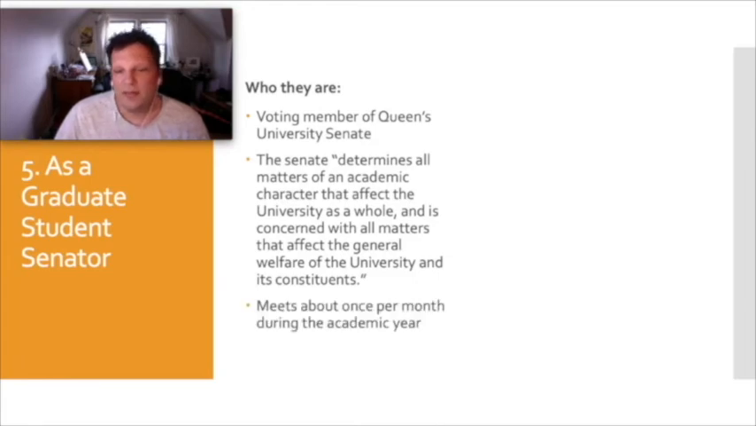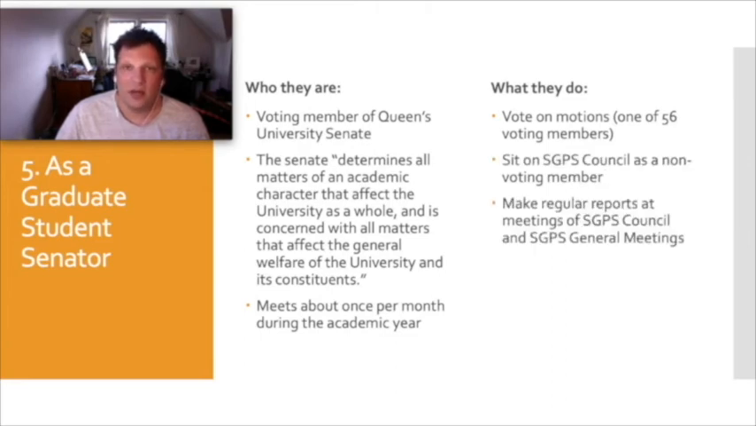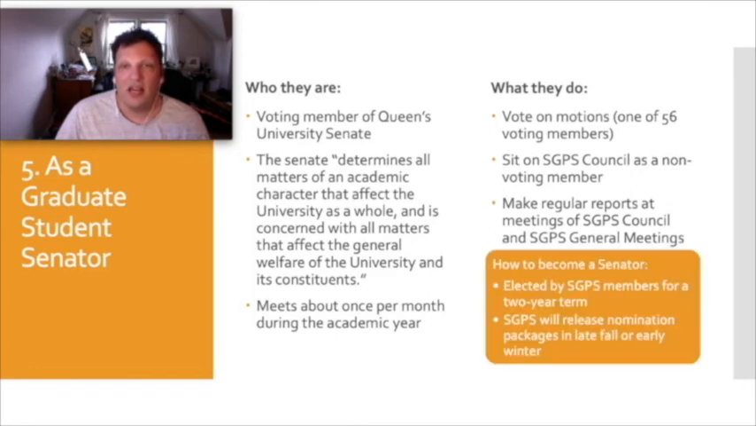So the Senate meets about once per month during the academic year. And as a graduate student senator, you vote on motions at Senate. You're one of 56 voting members. You also sit on SGPS Council as a non-voting member and make regular reports so that we know what's going on at Senate. And if you're interested in becoming a senator, this is an elected 2-year term position. And nomination packages with more information are released by the SGPS in late fall or early winter.